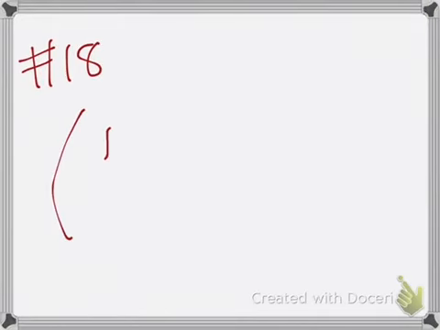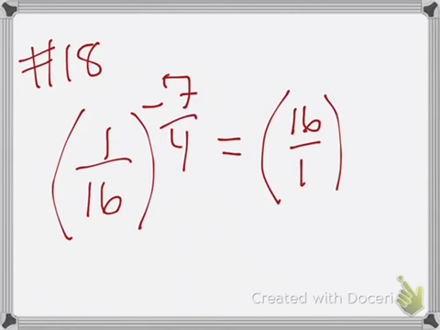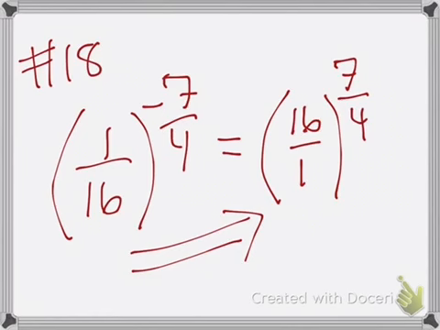And then the last one is number 18, and that is 1 over 16 to the negative 7/4 power. So first I'd like to get rid of that negative exponent. So we'll find the reciprocal, which is 16 over 1, and we're going to raise that to the power of 7/4. Okay, so make sure you understand what I did from that first step to the second step. I found the reciprocal of the base, and then that allowed me to make that exponent a positive 7/4.